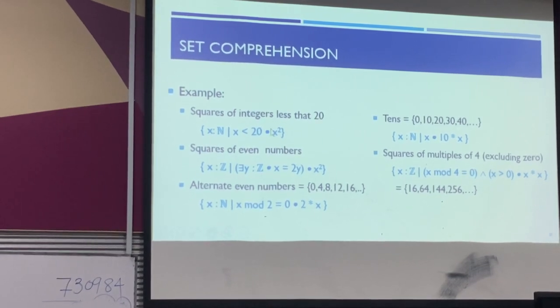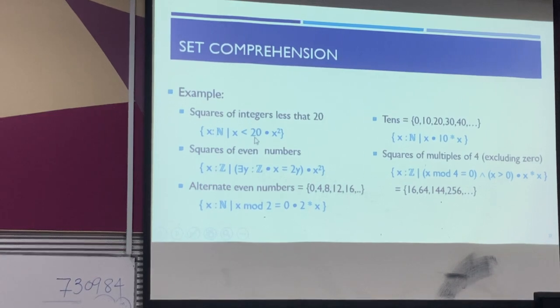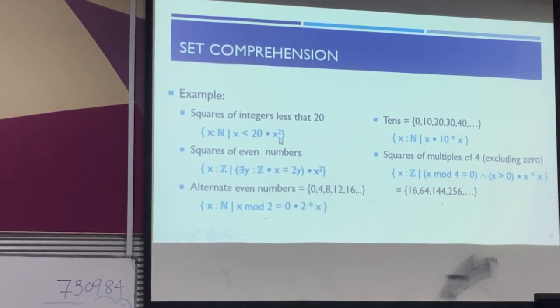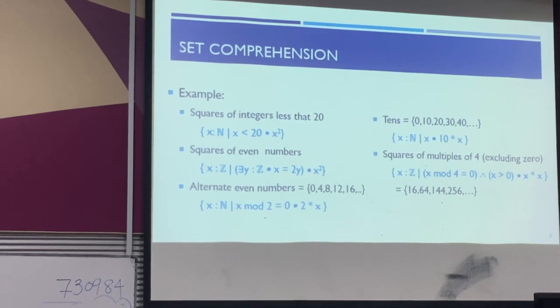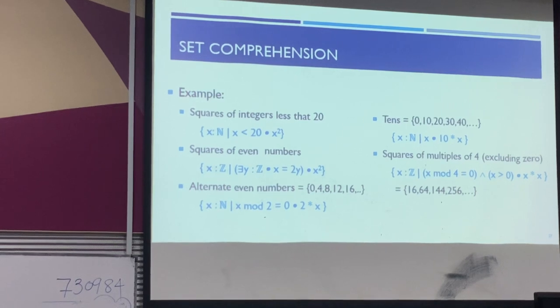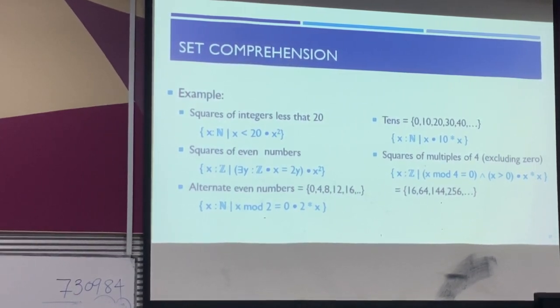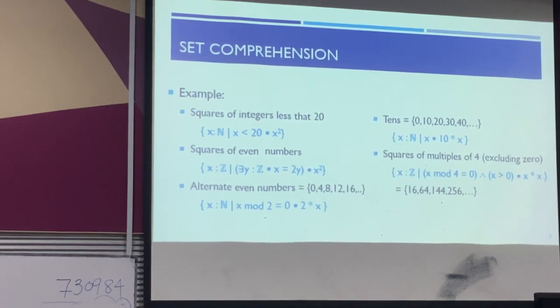So this is how you do it. For example, just now we combined the square and the condition where x is less than 20. x power 2 means that the data of x will be 0 power 2, 1 power 2, 2 power 2, 3 power 2, and so on, until 19 power 2. That is your answer. So 0, 1, 4, all those things, that is your answer for your x here.